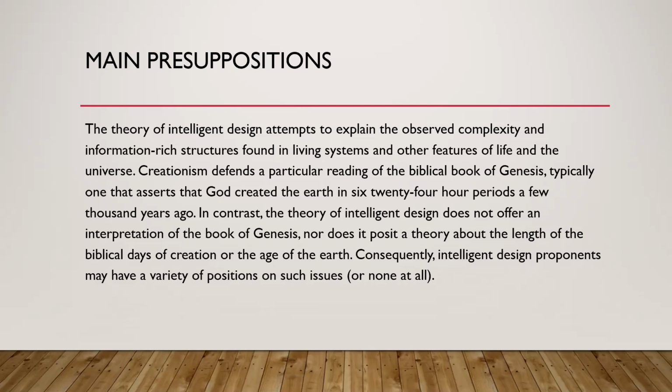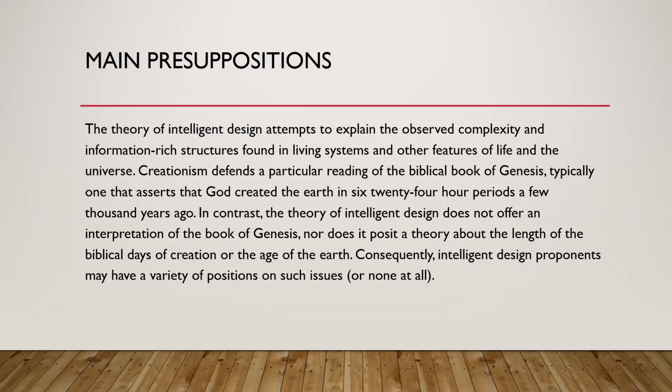So the theory of intelligent design attempts to explain the observed complexity and information-rich structures found in living systems and other features of life and the universe. Creationism defends a particular reading of the biblical book of Genesis, typically one that asserts that God created the earth in 6 24-hour periods a few thousand years ago.